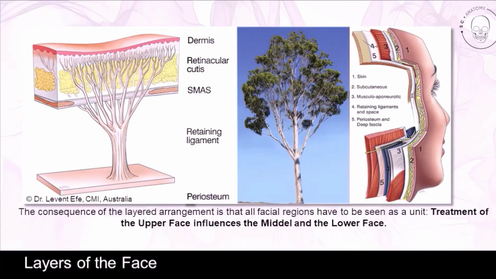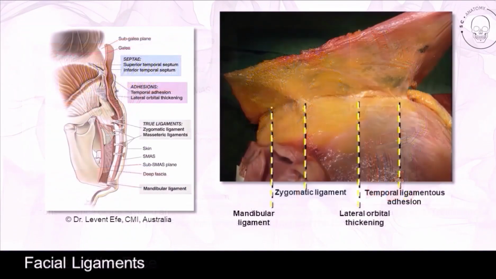Something below the skin gives us a certain degree of three-dimensionality. The layers need to be connected to the bone. This happens with ligaments. But here comes the thing. These ligaments are all osteocutaneous ligaments. So that means they connect bone to skin.